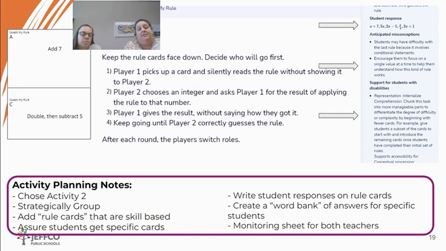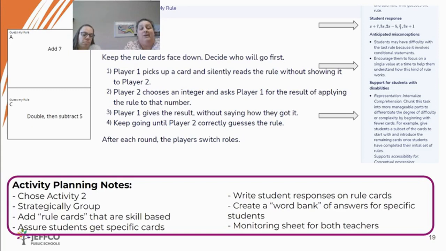What we thought is, we have students with specific skills, so let's make sure that we have cards that are based on those skills. So maybe it's addition, maybe it's subtraction. With the multiplication chart, maybe they're able to do that. The actual rule itself could be skill based.